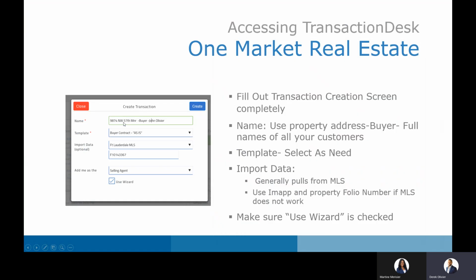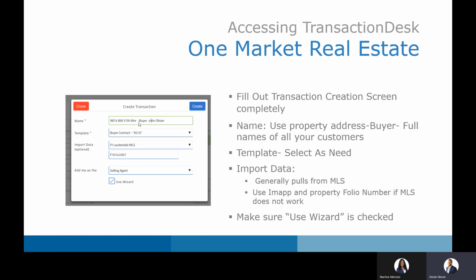Now, if you pull it through the MLS, some information will populate for you here. It'll tell you what MLS it's pulling from and the MLS ID number, but you'll still have to fill out the rest. The first part is the name. The name is important to us. This is how Monica can keep track of which sales are working with sellers and which are working with buyers, and how the information should be pulled properly. So the first thing you want to do is put the address of the property.